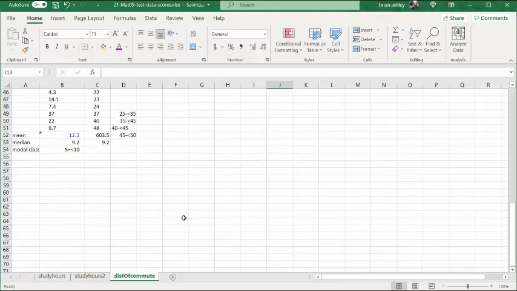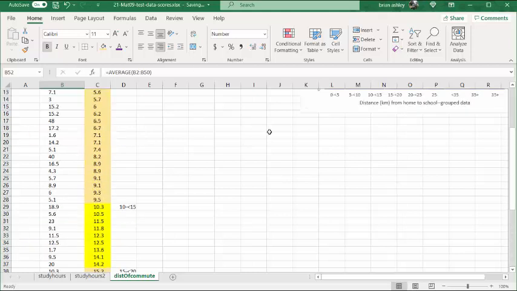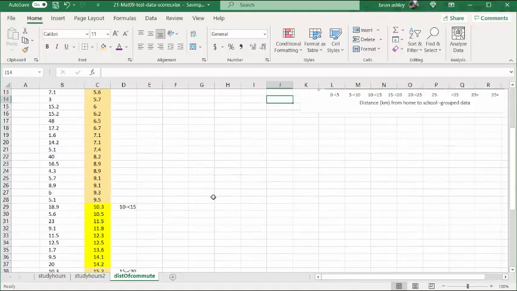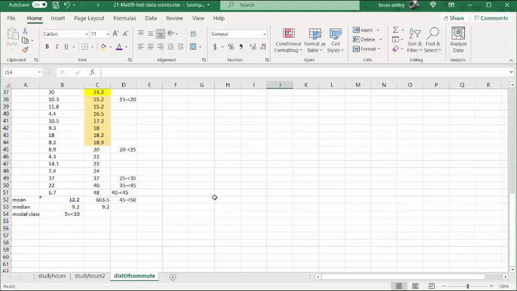11.85, and we get 12.2 there. I'll just bold that. 12.2, Control B for bold. 11.85. Okay, so not a lot of difference there.